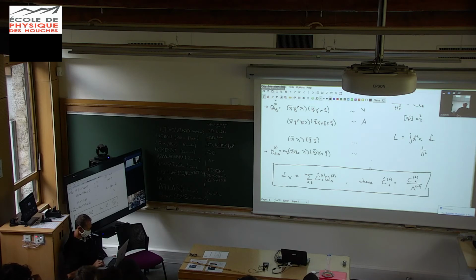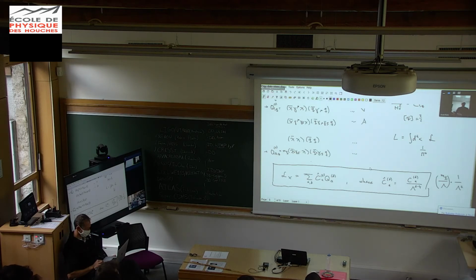Dimension 7 means that it is suppressed by lambda to the power 3. So that's something like m_q over lambda times 1 over lambda squared. You don't necessarily need to include this factor of m_q. You can drop this factor. So it has to have 1 over lambda squared because the fields are dimension 6. But in most models, you will pick up such a factor, so by convention it's included.